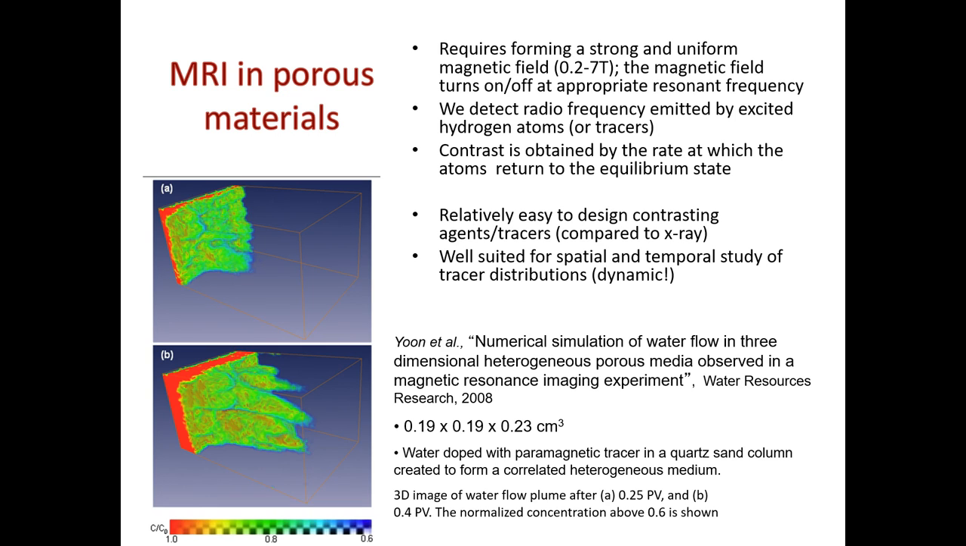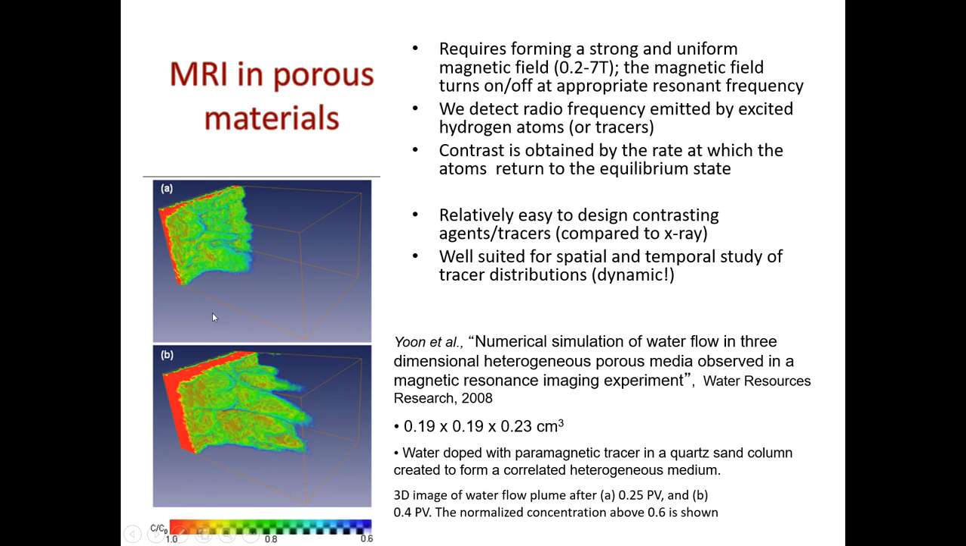Okay. In MRI, it's relatively easy to design these contrasting tracers, and you can get an image somewhat faster. However, the resolution is still limited. Let's say you can get, which is only somewhat useful for natural porous materials. You can do sphere pack studies where you can basically design your size of the sphere, but not so much.